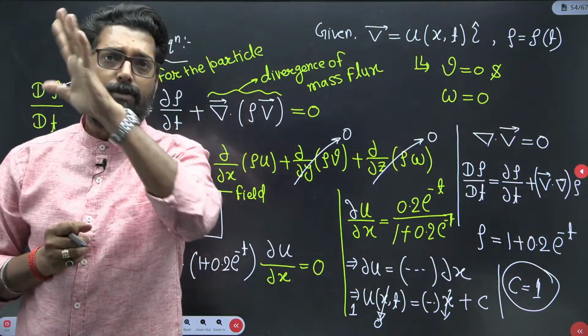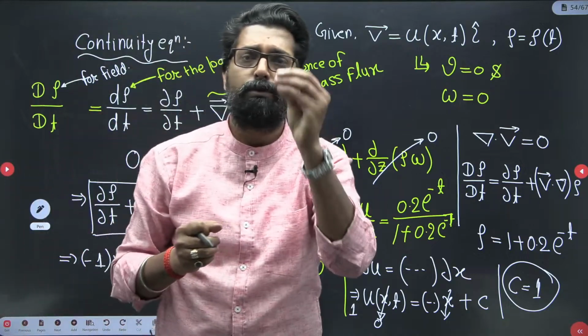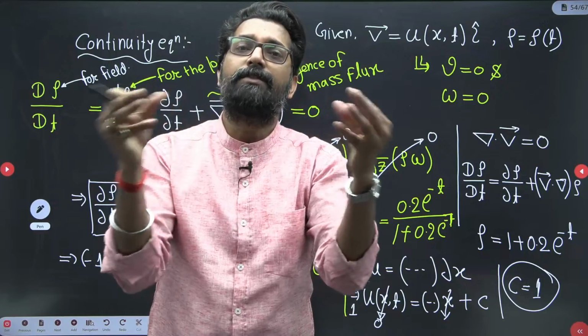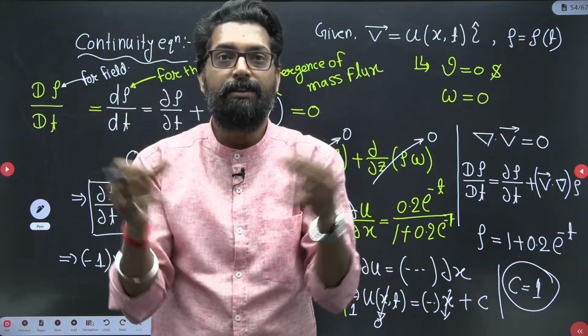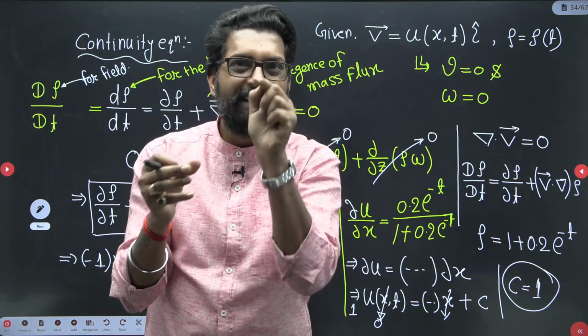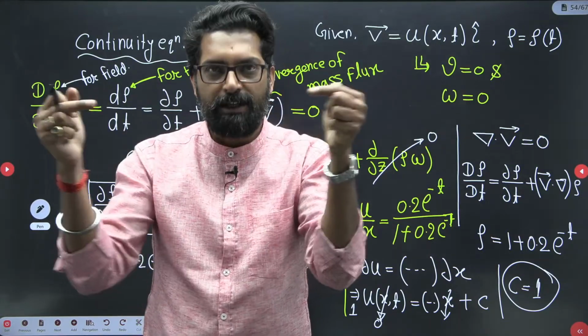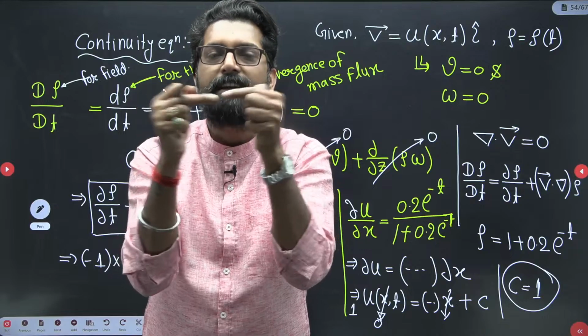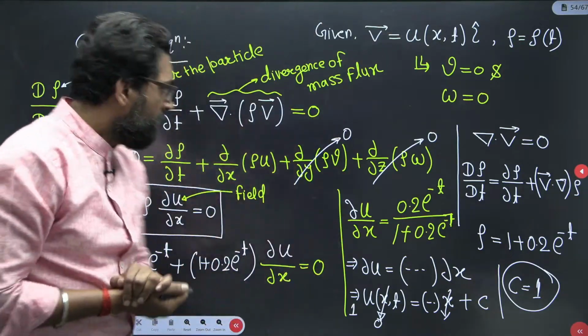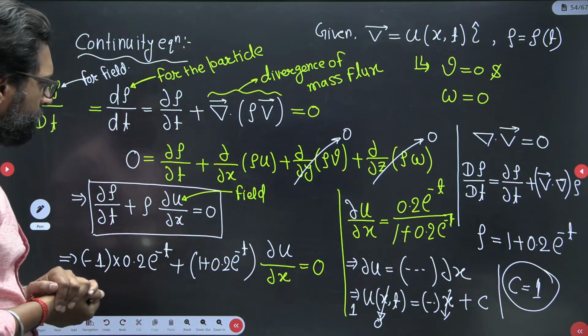Many teachers don't know many things. Many don't know if there is a stagnation point, what is the divergence? Divergence is 0. Why? Because at the stagnation point, the fluid is at a rest point. That means it is at a stagnation point, so there is no case of divergence. Okay, now this is done.